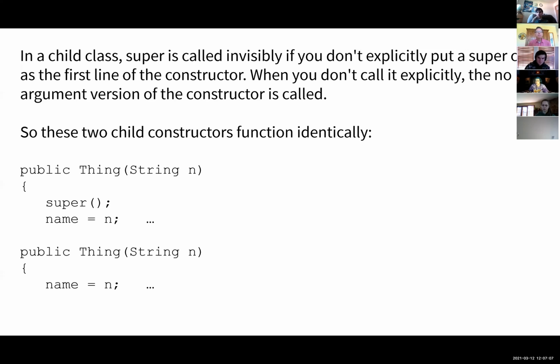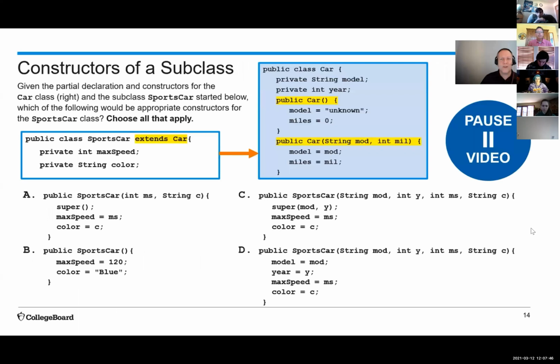So I'm giving you another example. In a child class, I'm just restating it: super is called invisibly if you don't explicitly put a super call as the first line of a constructor. So these two constructors, let's say this is in a child class of some kind, are exactly the same. Putting that super with nothing in it is like putting nothing there at all, because Java is like, okay, I'm going to create a thing. I know it's a child. I'm going to call the parent constructor. And in fact, you can have a whole chain of parent constructors that get called all invisibly in the background.